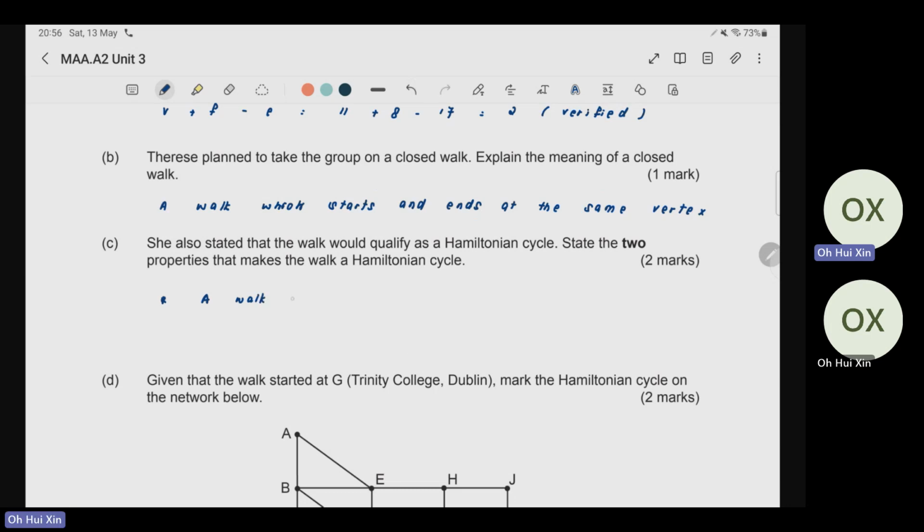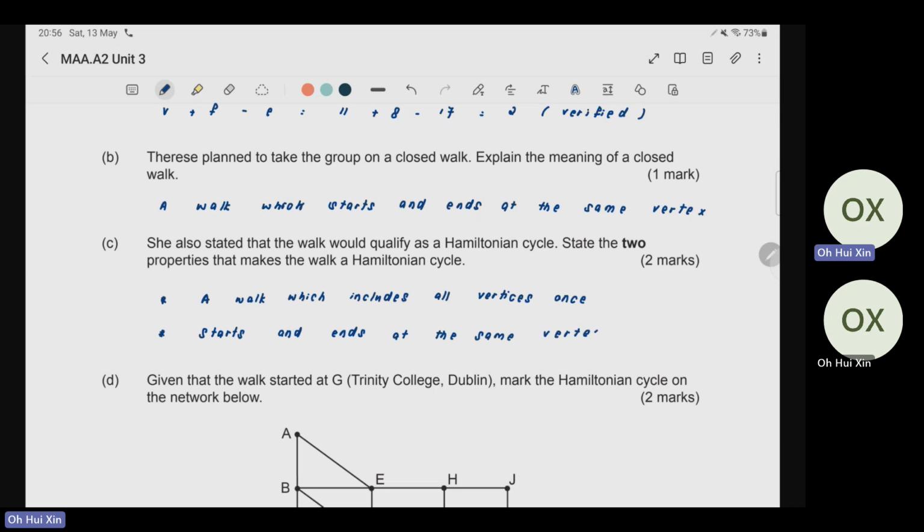A walk which includes all vertices once. Then you also need to start, because it's a cycle, so you need to start and end at the same vertex. Mention one of them, it gives you 1 mark.